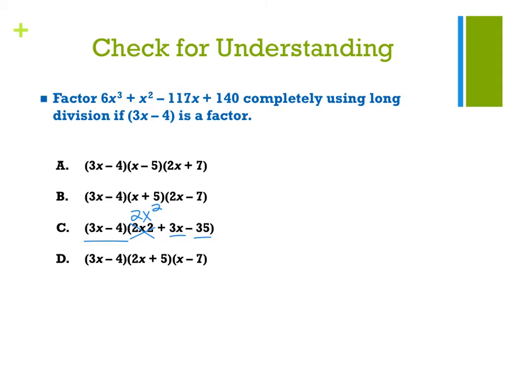So you have 4 choices here, A, B, C, and D. Go ahead and use long division. Divide that cubic function by 3x minus 4, and then factor that polynomial completely. So we're using long division to factor this 6x cubed polynomial completely. So go ahead and do that and choose a response, A, B, C, or D, and then press submit.